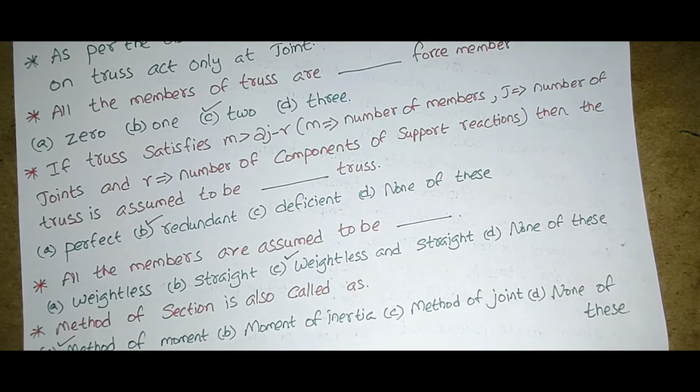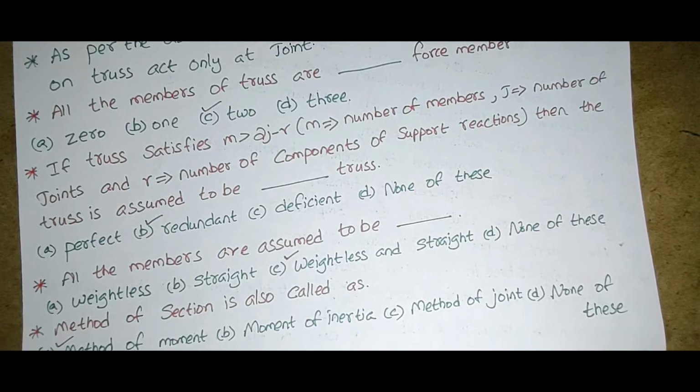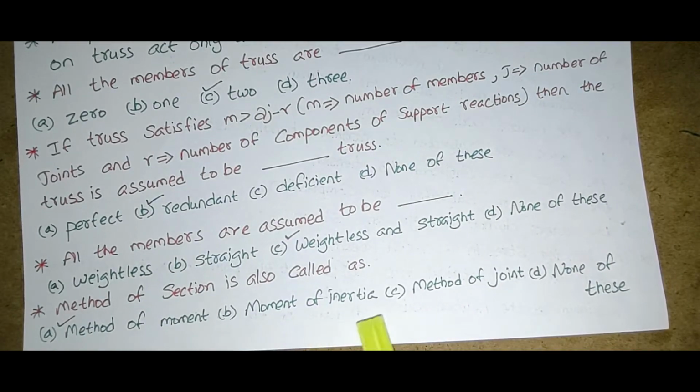Next we'll move to the method of section, which is also called as: method of moment, moment of inertia, method of joint, none of these. So the method of section is called the method of moment.